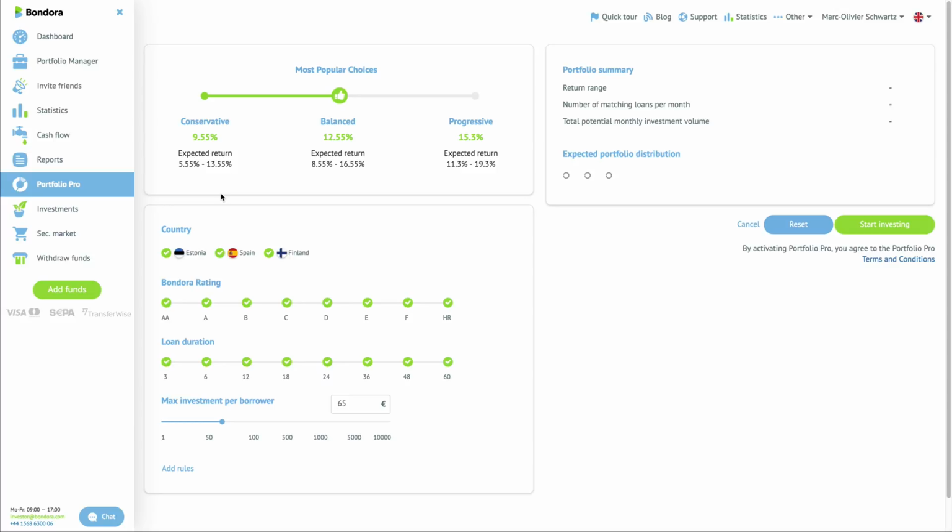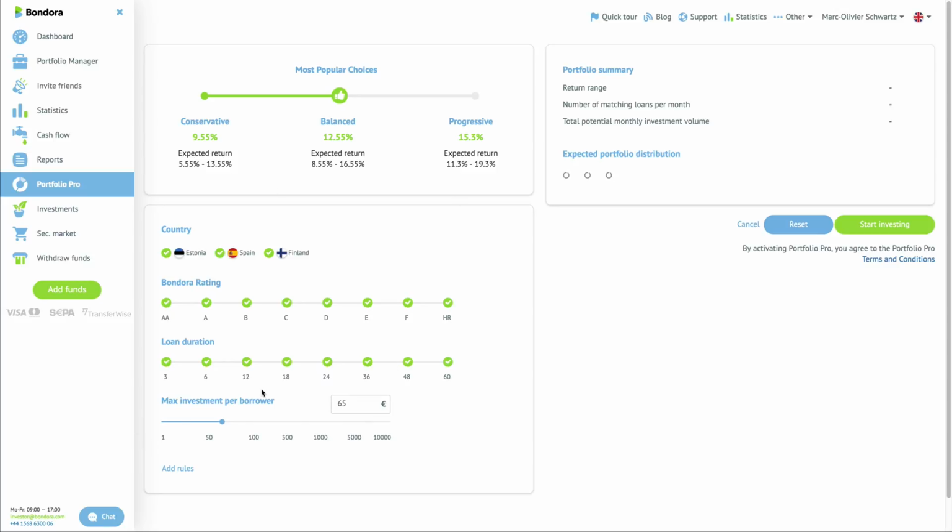Here basically you also have those presets, but you can also set something inside your account. So you can say in which country you want to invest, in which loan ratings you want to invest as well, the duration of the loans, and also the maximum investment per borrower, right? So what you put inside each loan.